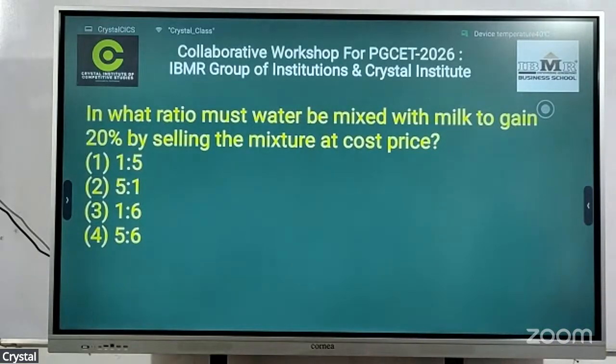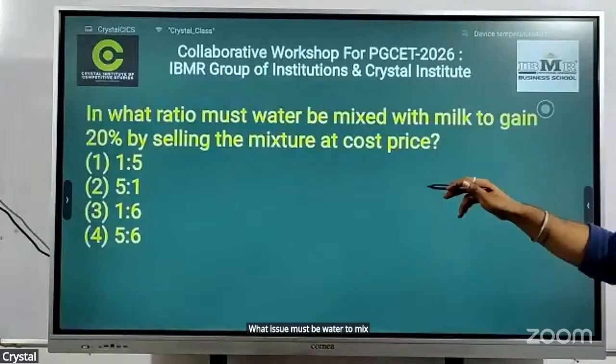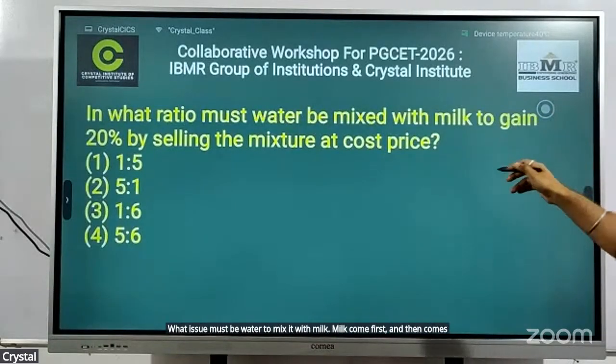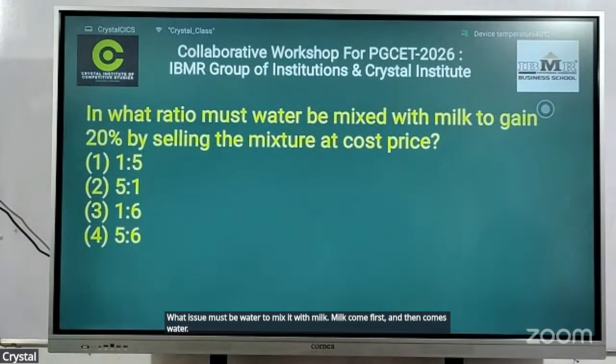What ratio must water be to mix it with milk? Milk comes first and then comes water. Milk mixed with water.